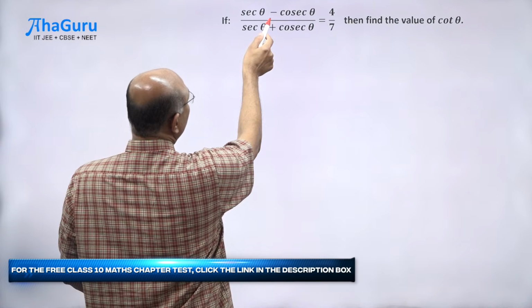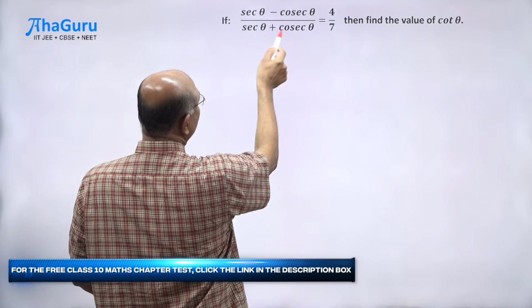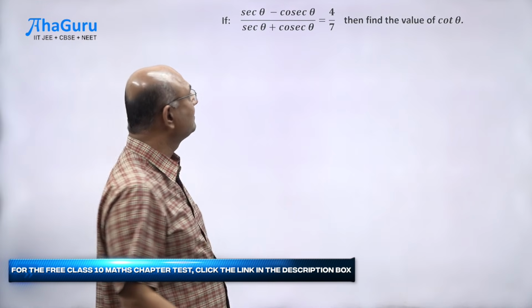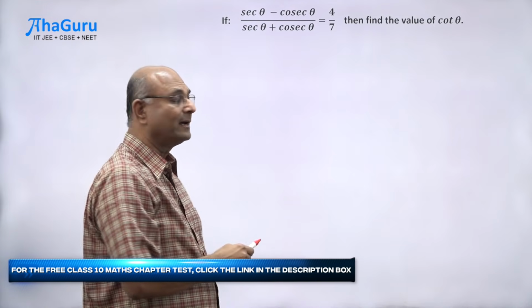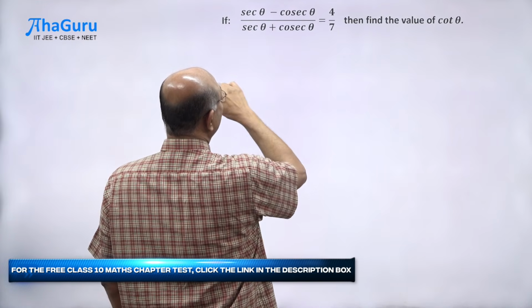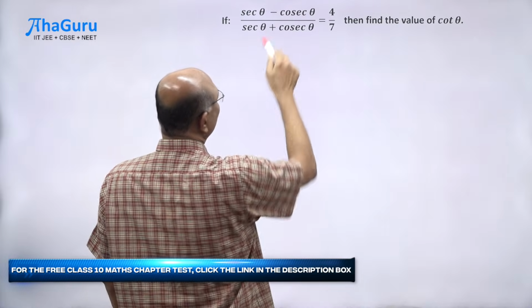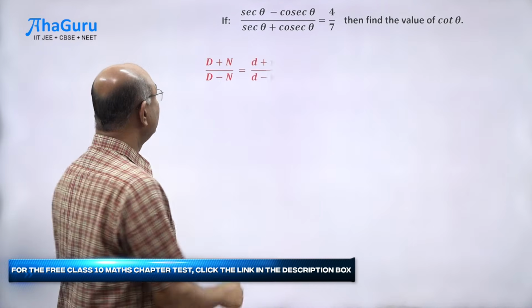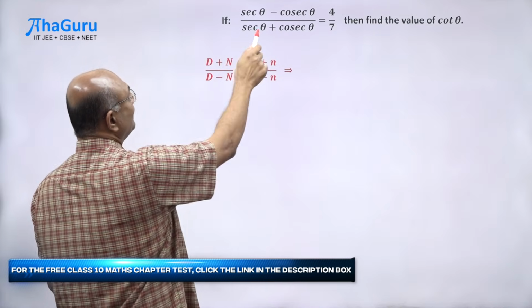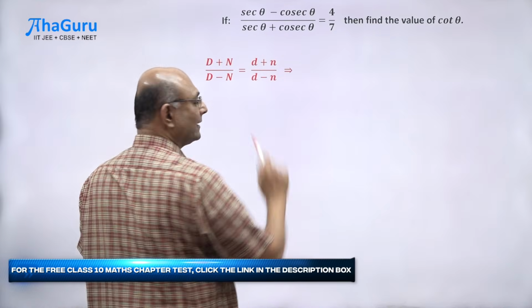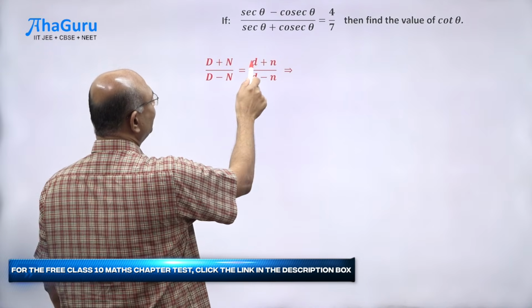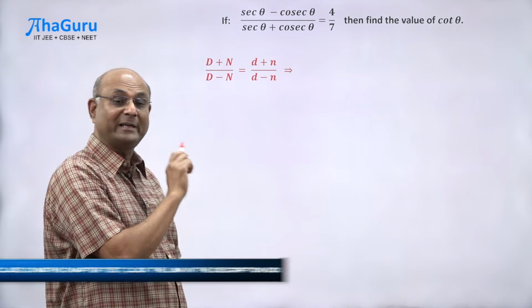Now notice, if I add these two, add the numerator and denominator, then minus cosecant theta plus cosecant theta will cancel. You'll only be left with 2 times secant theta. And if I do denominator minus numerator, then what is going to happen? Secant theta will cancel and you'll get 2 times cosecant theta. So denominator plus numerator divided by denominator minus numerator. Whatever you do on the left side, you must do the same thing with the numerator and denominator on the right side. So you must do d plus n by d minus n using the small d small n.